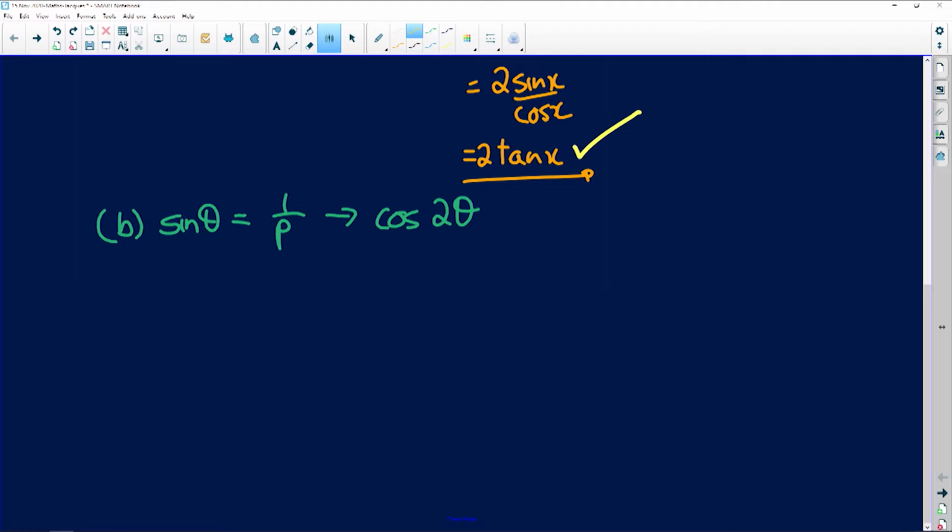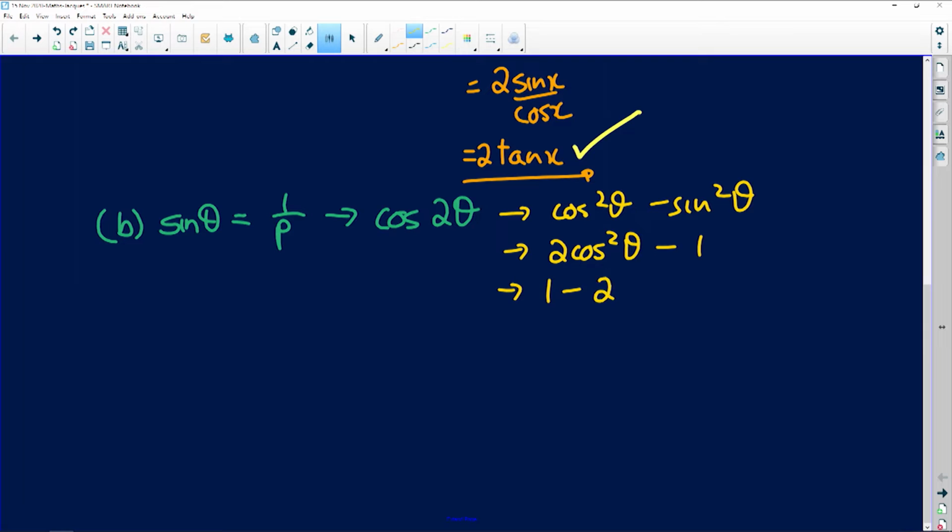Now, again, you have options. There's a theta and there's a 2 theta. Now we are lucky with this option. With this option, we're going to do minimum amount of work. Remember your identities, folks. Don't forget them. Cos 2 theta is cos squared theta minus sine squared theta. It can also be 2 cos squared theta minus 1, or 1 minus 2 sine squared theta.